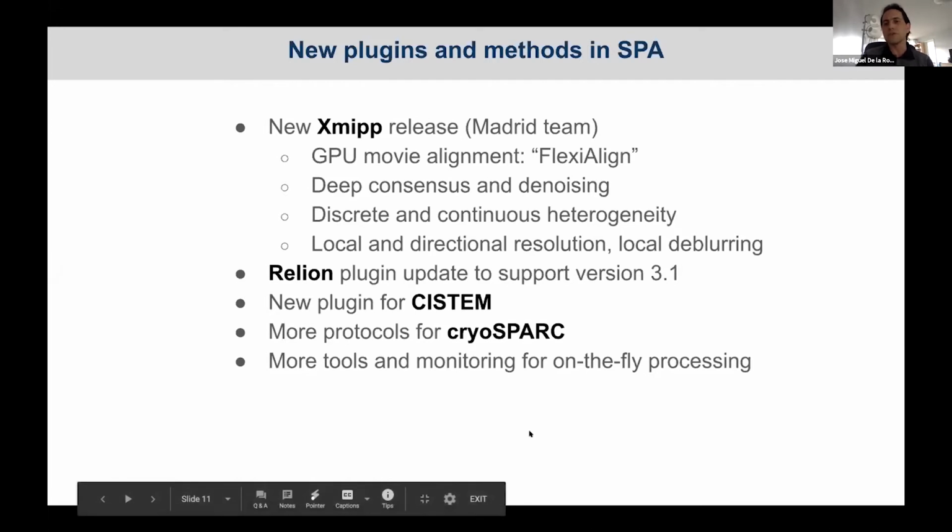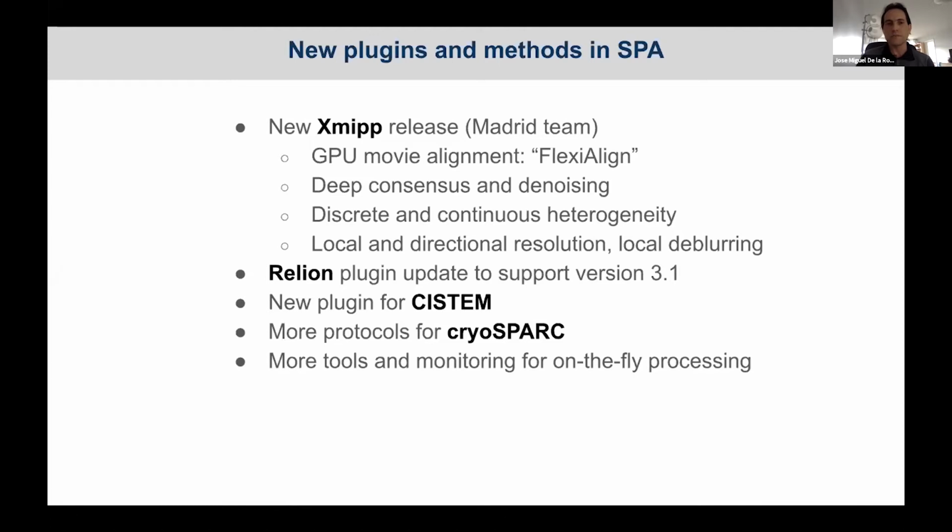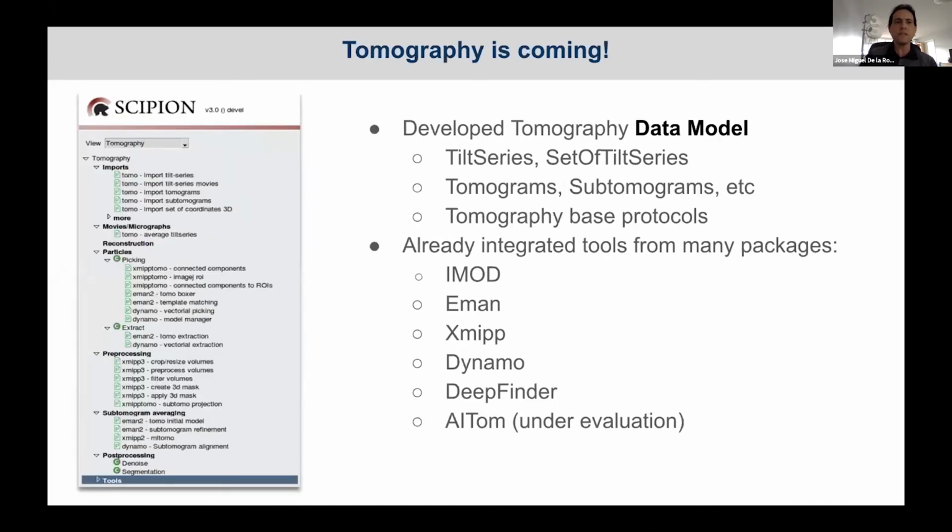And then of course for on-the-fly processing, there is more monitoring and more tools for facilities. One of the big additions to this new version is tomography. Before, it was mostly entirely single particle. So we started creating a data model like tilt series, tomograms, subtomograms, and then with this data model, we started adding more programs for doing all the pre-processing, like aligning the tilt series, building tomograms, and then subtomogram averaging.